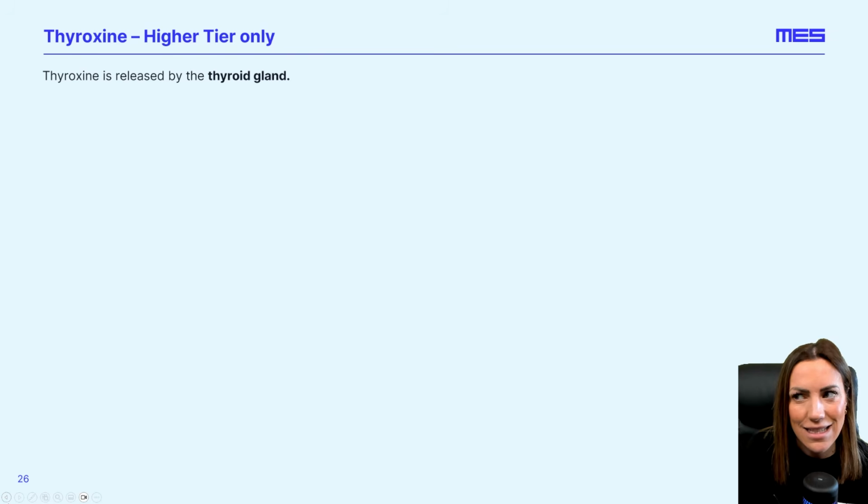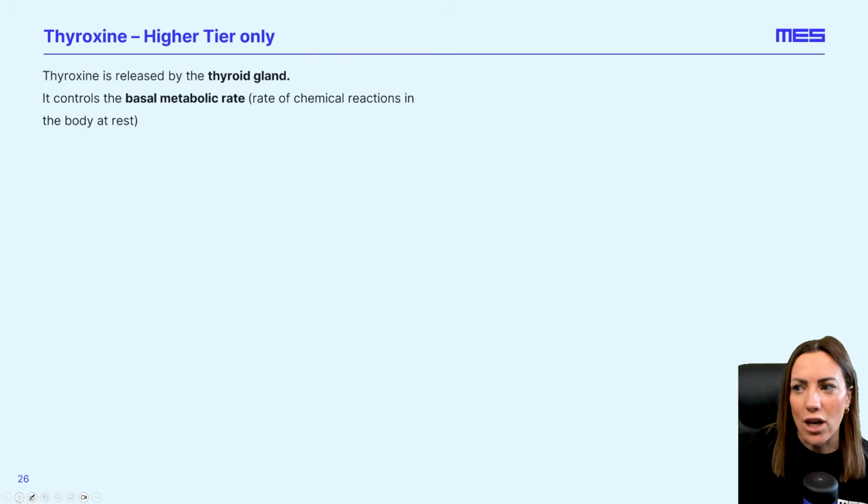Thyroxine is the last hormone we're going to do. Again, this is higher tier only. Thyroxine is released from your thyroid gland, which is here. It controls your basal metabolic rate, which just means your base or your normal metabolic rate.